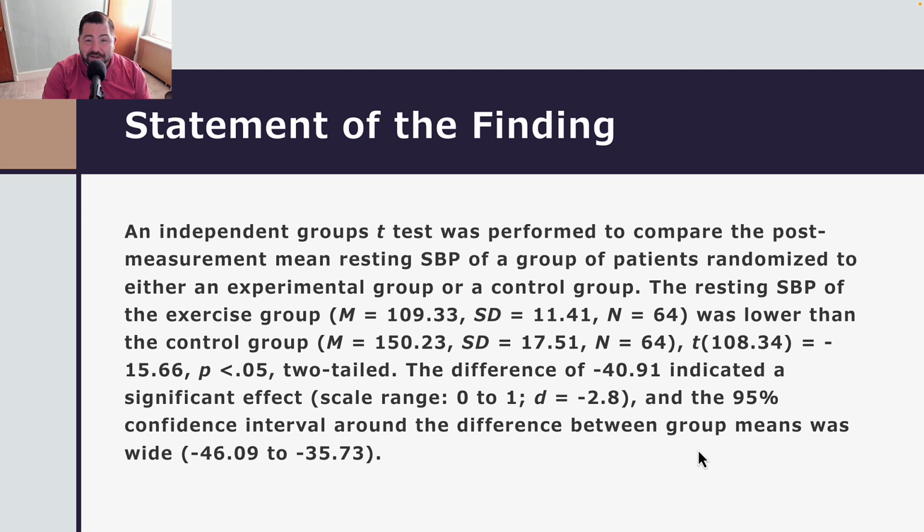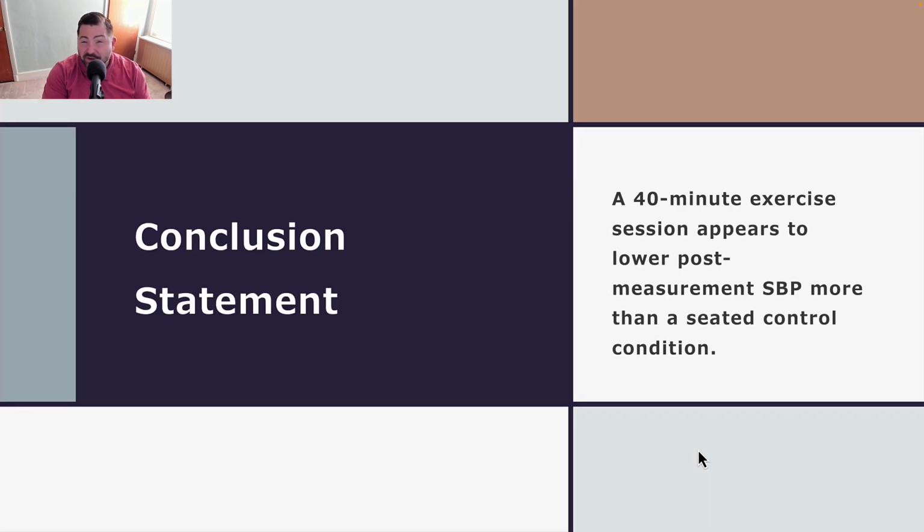How you would answer this in terms of a one-sentence answer to your original question is that a 40-minute bout of exercise appears to lower post-measurement systolic blood pressure compared to a seated control condition. And so that's how you would walk through the independent samples t-test.